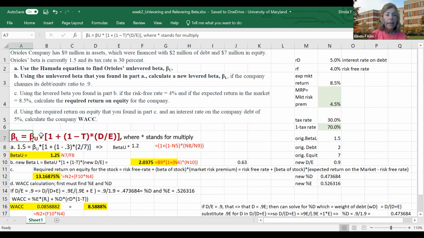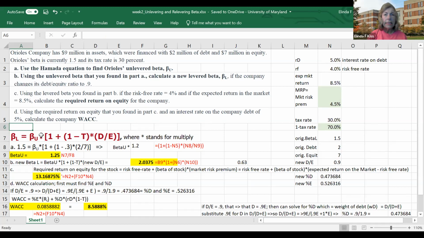The unlevered beta of a firm represents the business risk as if the firm had no debt. The unlevered beta is also known as the asset beta. The Hamada equation shows that the levered beta is equal to the unlevered beta, beta sub u, multiplied by 1 plus the debt equity ratio multiplied by 1 minus the corporate tax rate.